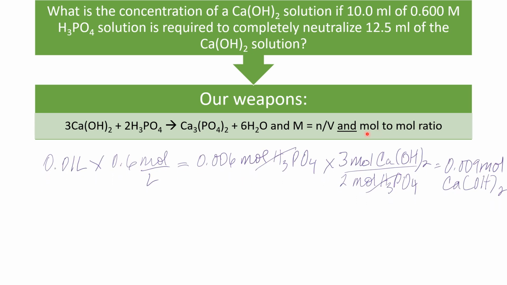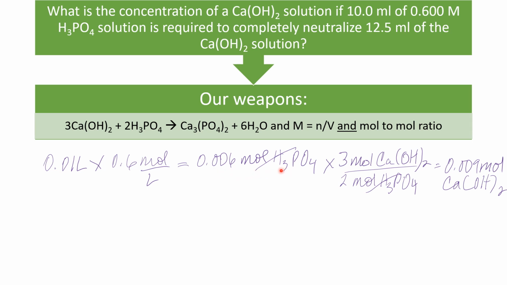We're going to start from the same place. We're going to take our 10 ml and convert it to liters. We're going to multiply that by the molarity, N equals M times V, and we're going to find out that we have 0.006 moles of phosphoric acid that we had to add to our calcium hydroxide in order to get to the neutralization point.